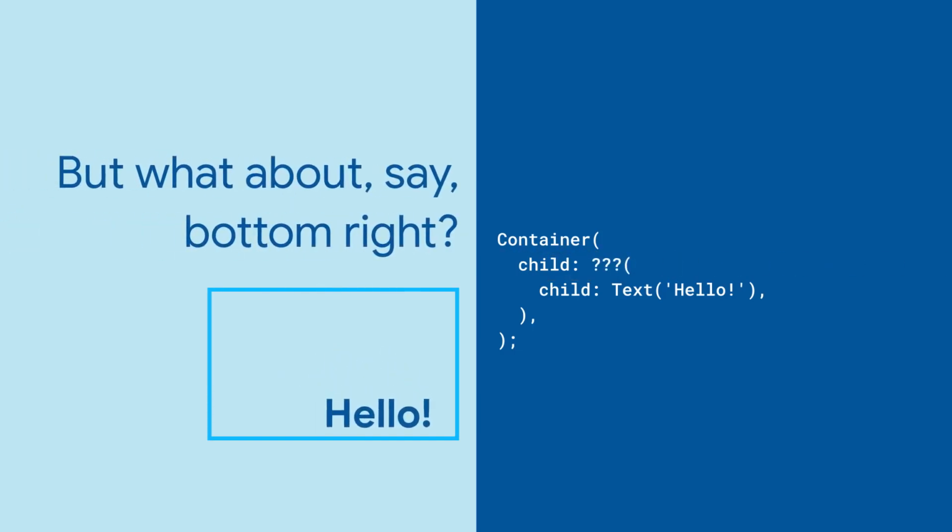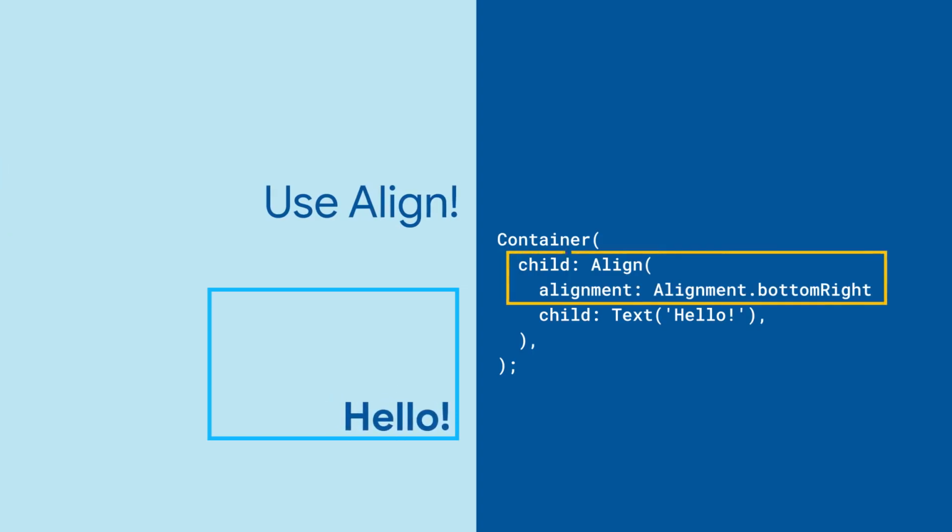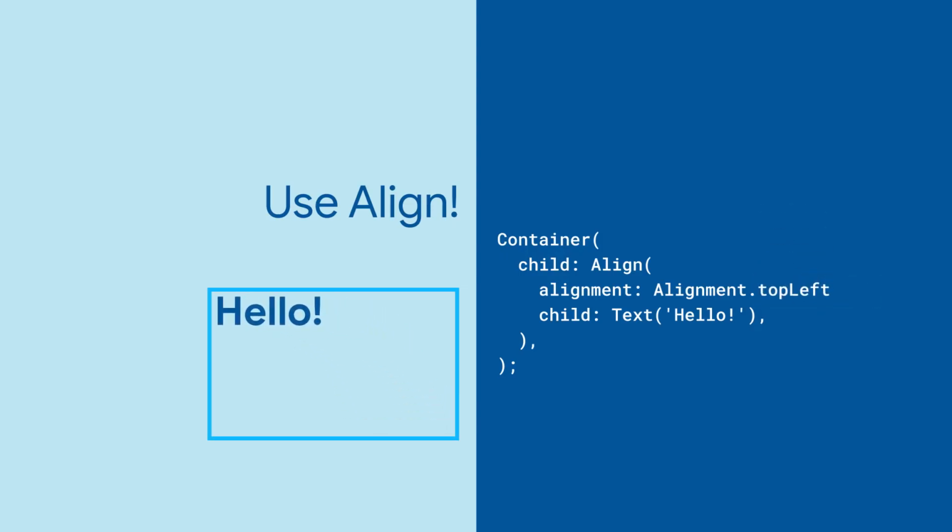But what if you want to place it in the bottom right, for example? Here's where the Align widget comes in handy. Align will let you place widgets in a defined area of its parent widget, such as the bottom right, or top left, or center right, wherever you fancy.